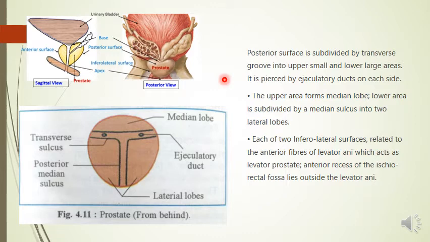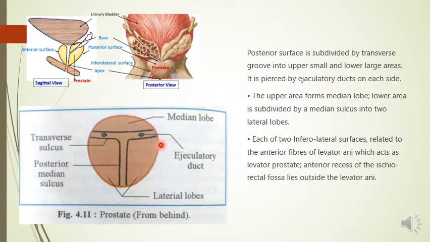And now coming to the posterior surface. The posterior surface is subdivided by a transverse groove into upper small and lower large areas. So here, this is the upper small area, and this is the lower large area, and this one is the transverse sulcus. And this transverse sulcus is pierced by the ejaculatory duct on each side. And this upper area forms the median lobe, and the lower area is broad, and this lower area is again divided by a median sulcus, which is called the posterior median sulcus, into 2 lateral lobes. This is one lateral lobe, and this is another lateral lobe.